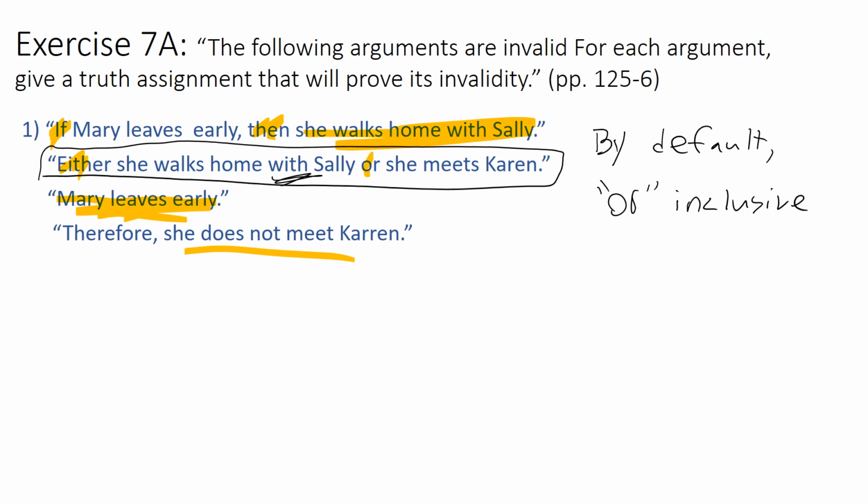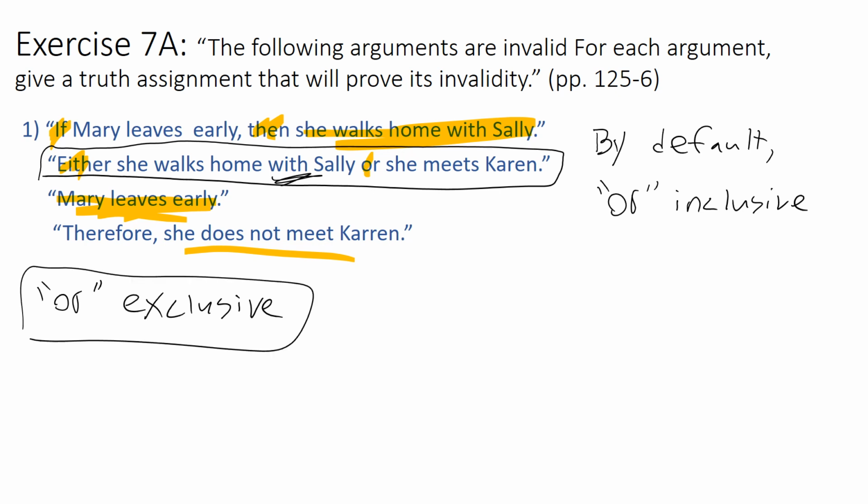But wait a minute. In real life, we often treat the or as exclusive, not inclusive, right? So is every argument of this structure fallacious? Actually, I would say no, because oftentimes we do use the or in an exclusive manner.